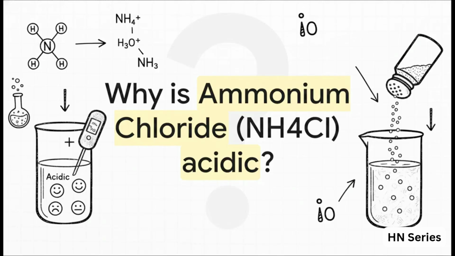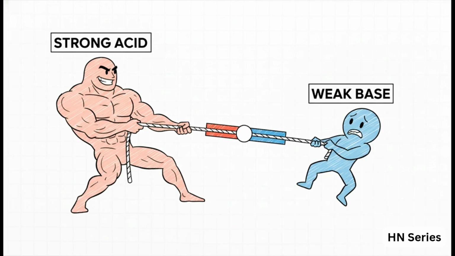Okay, so let's circle back for a second and put what we just learned to the test. Here's the question. Why is ammonium chloride acidic? Well, it all goes back to its parents. It's made from a strong acid, hydrochloric acid, and a weak base, ammonium hydroxide. And just like we said, the strong acid parent wins that pH battle every time, overpowering the weak base and leaving the final salt acidic.